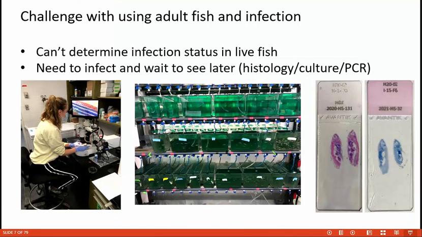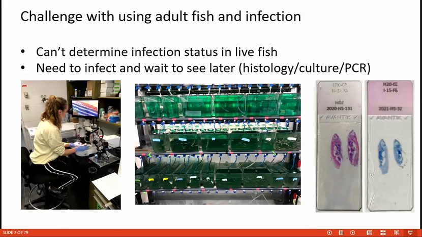So one of our challenges working with adult fish is that you can't really determine the infection status of an individual live fish. You typically need to do your experiment and then see later. So we would determine whether a fish is infected by histology or PCR or culture.